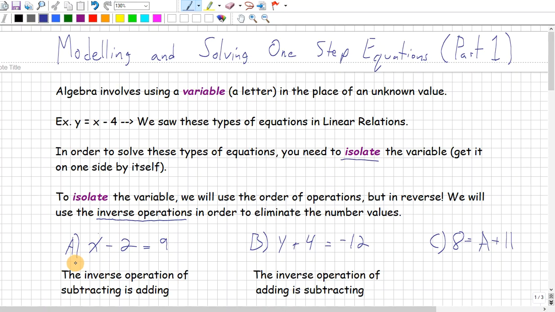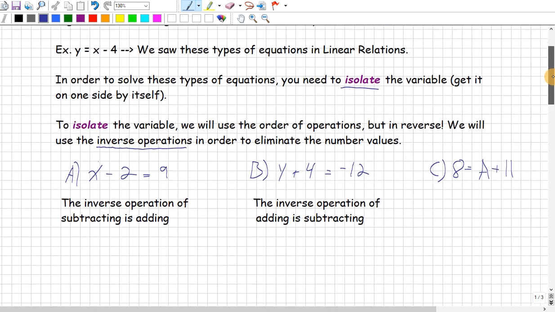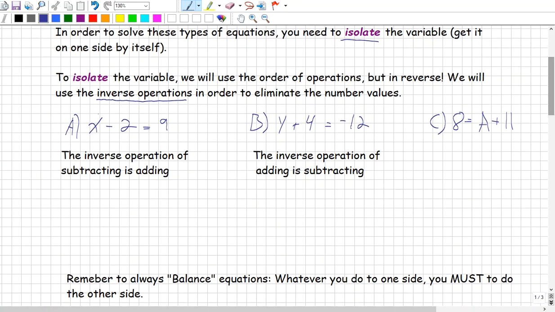So in this case, for part A, x minus 2 equals 9. The inverse operation of subtraction, because this is being subtracted, is adding. The constant that's directly connected with the variable, with the x, is a minus 2, or a negative 2. In order to get rid of that negative 2, we have to use the inverse operation.